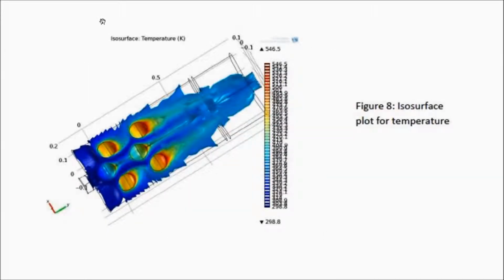Figure 8 shows the isosurface plot for temperature. The decreasing intensity of blue color shows the heat flux is increasing with the length. The red shows the maximum amount of heat flux transferred within the fluid.